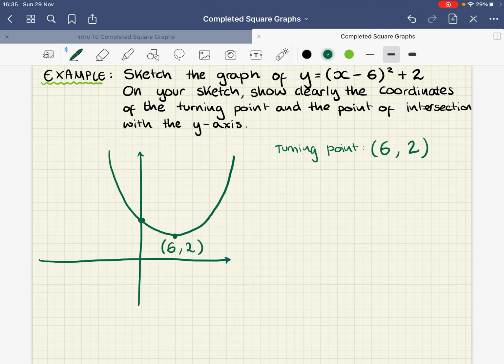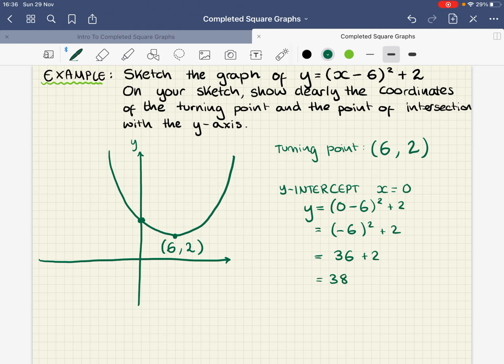Then I need to find out what the coordinates here are going to be. Well, remember, on my y-axis, so where I want to find my y-intercept, x is always going to equal 0. So using my formula of y equals (x minus 6) all squared plus 2, that's going to be (0 minus 6) all squared plus 2. So that's minus 6 squared plus 2. Minus 6 squared, that's going to turn into a positive 36 plus the 2, which equals 38. So the coordinates there are going to be (0, 38).